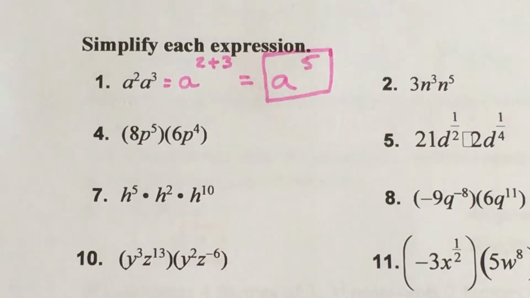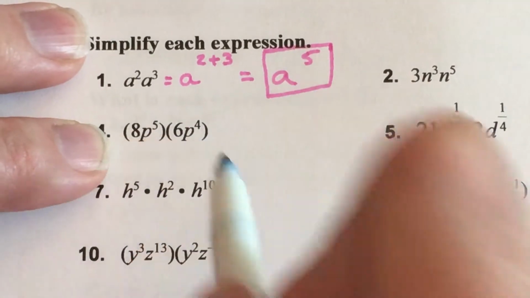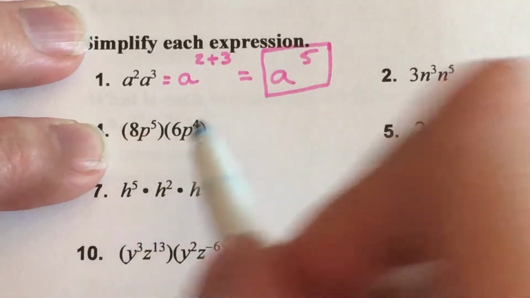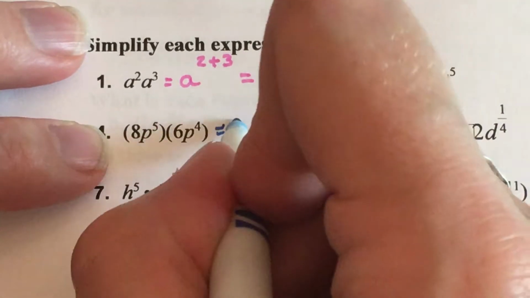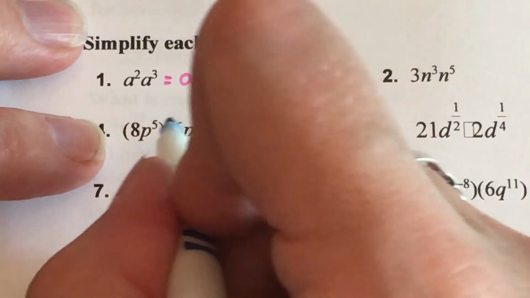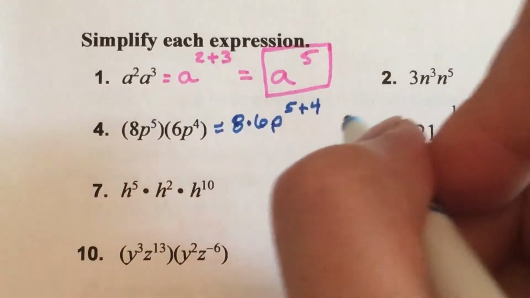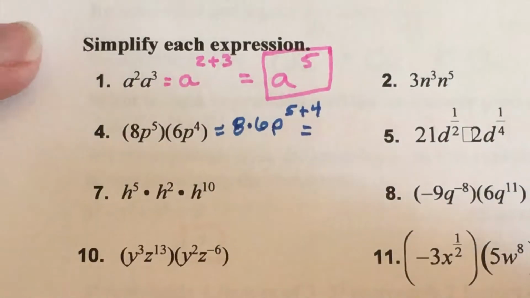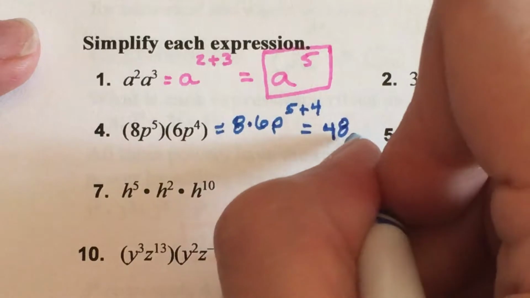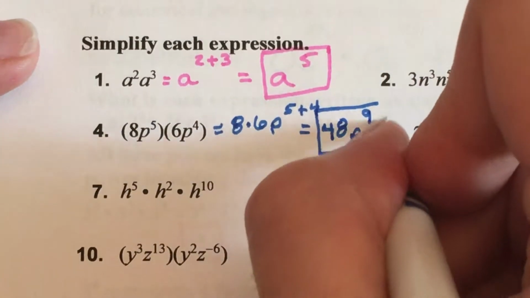Let's look at number 4 right below it. Coefficients work with coefficients, and they behave just like normal. So this is 8 times 6. And then p to the 5 plus 4. Which results in 8 times 6 is 48, p to the 9th power. Good job.